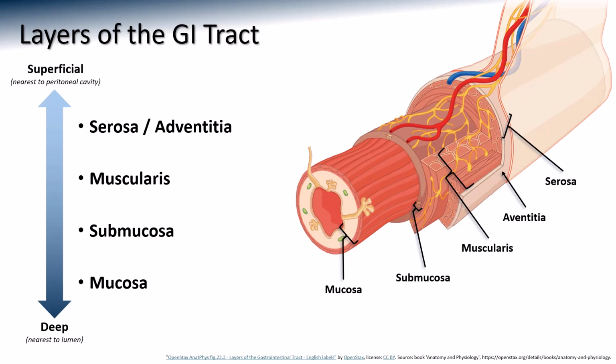We're going to define superficial and deep relative to the organs themselves while we're talking about them. So superficial is going to refer to this outer portion of the organ closest to the peritoneal cavity, and deep is going to refer to the layers that are closest to this innermost empty passageway here, the lumen.